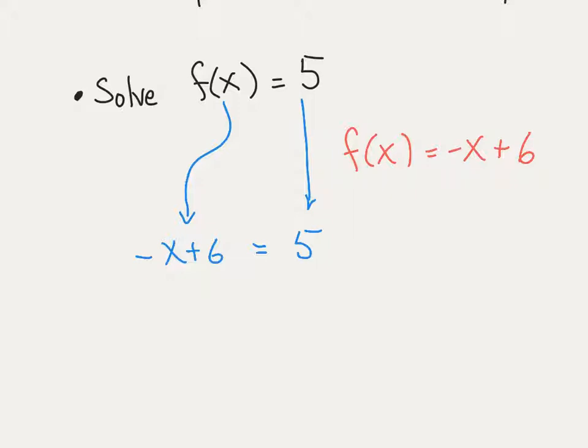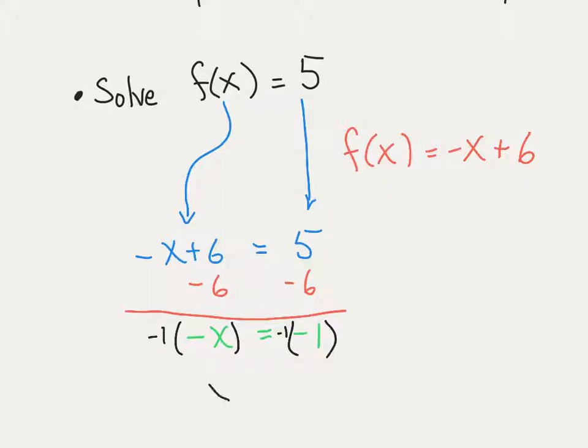Now I just need to get the x by itself. Step 1, I'm going to subtract 6 from both sides. Positive 6 minus 6 is 0, so I just have minus x on the left. 5 minus 6 is negative 1. Well, I want to undo my negative signs, so I'm going to multiply by negative 1 on the left, and multiply by negative 1 on the right. A negative times a negative is a positive, so this tells me x equals 1.